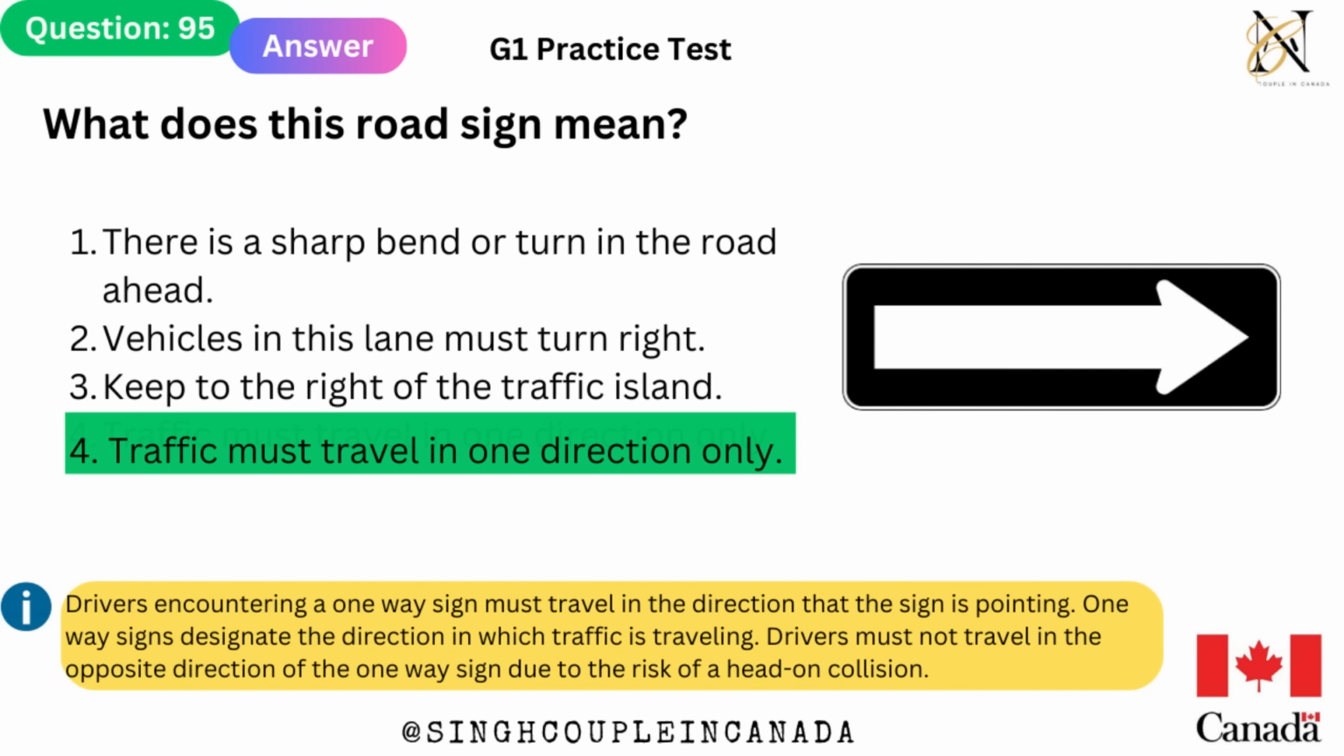Drivers encountering a one-way sign must travel in the direction that the sign is pointing. One-way signs designate the direction in which traffic is traveling. Drivers must not travel in the opposite direction of the one-way sign due to the risk of a head-on collision.